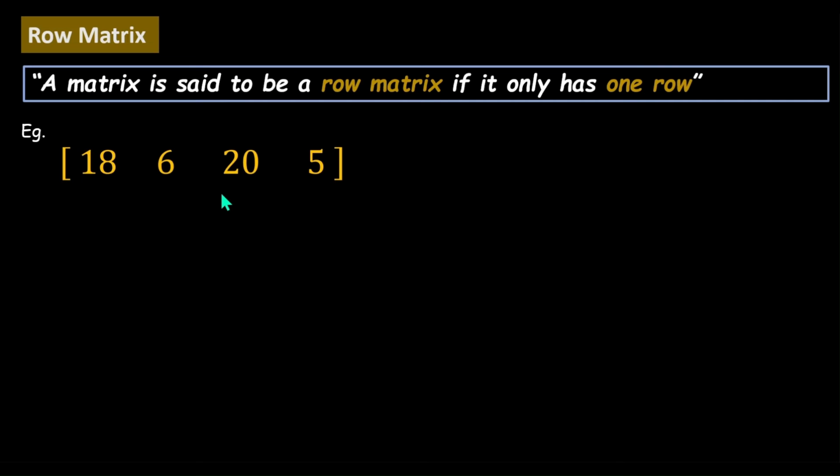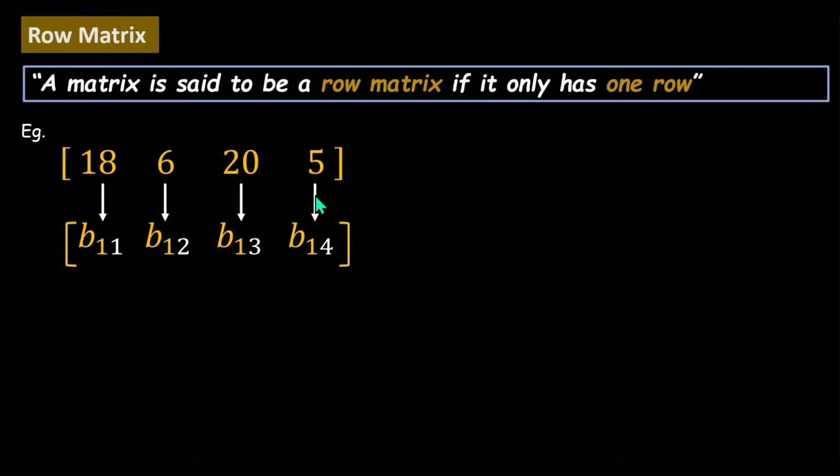And if you were to write it in a general form of any matrix, say B, then the elements are going to be B11 because it has 1 row and 1 column. 6 becomes B12 because it is in the second column, while the row remains constant at 1 because it's a row matrix. 20 becomes B13, whereas 5 becomes B14 because it's in the fourth column, whereas it's only 1 row. And this is because the order of the matrix is 1 cross 4, where it is only 1 row and 4 columns.